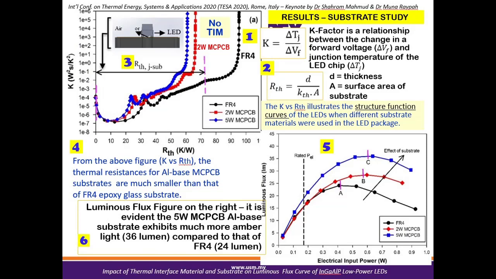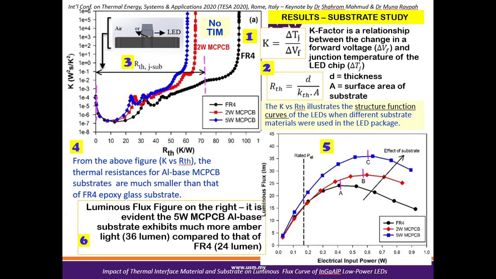For results, we start with the substrate study. The figure on the left shows the structure function curves, K factor versus RTH. K factor is described by the equation in item 1. Item 2 describes the RTH property. The structure function curves are very important because they are used to determine the thermal resistance of LED packages, and it is determined from the 0 point, the item 3, from 0 point to the onset of the curves.